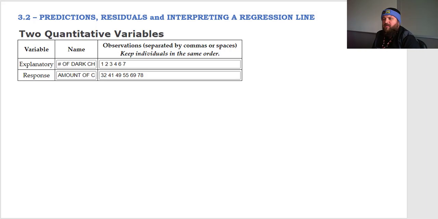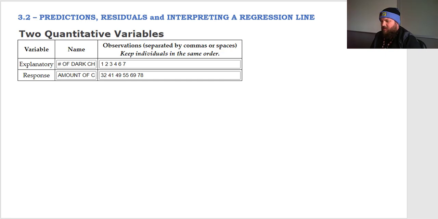Alright guys, we're going to talk about section 3.2 today. That's dealing with predictions, residuals, and interpreting a regression line. To start out, let's look at a table of your explanatory and response variables. Our explanatory variable is the number of dark chocolates you can eat, and the response is the amount of calories you would get from these.